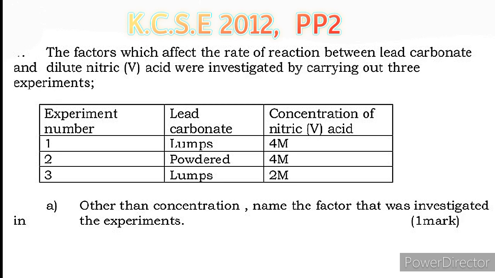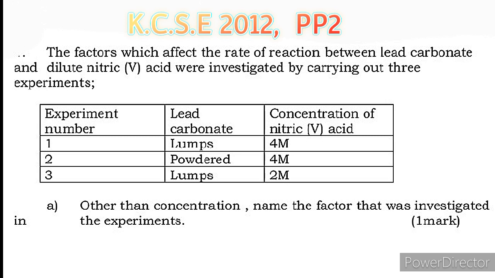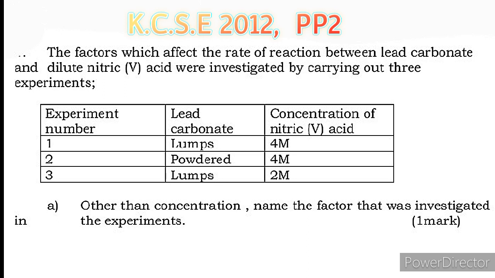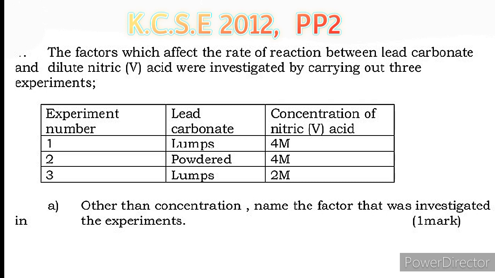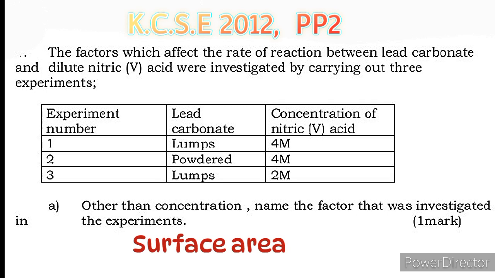2 molar. So we can clearly see that there are 2 factors over here. We have a difference in concentration of the acid. We also have different forms of lead (II) carbonate. Part A, other than concentration, name the factor that was investigated in the experiment. And this is surface area.